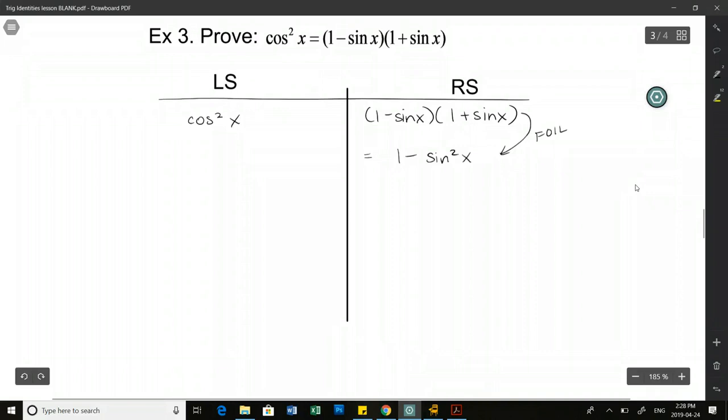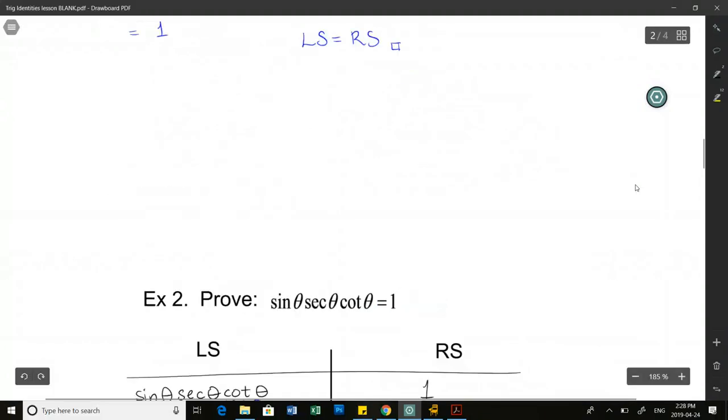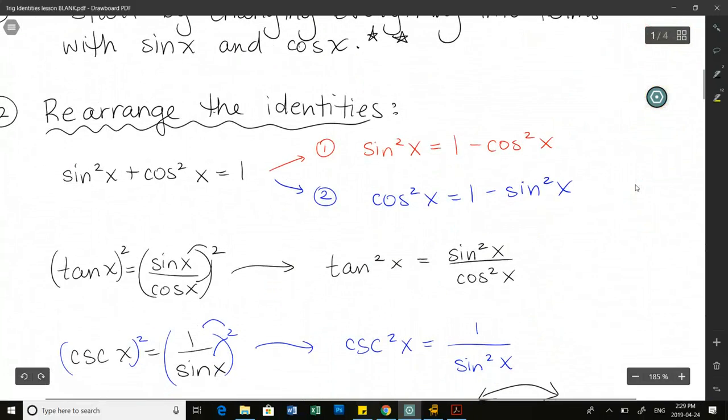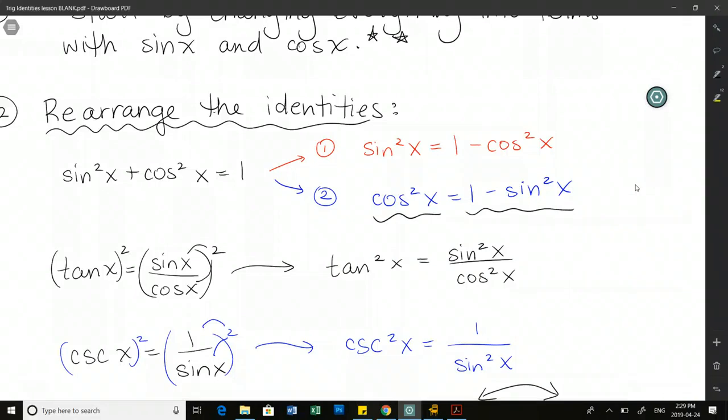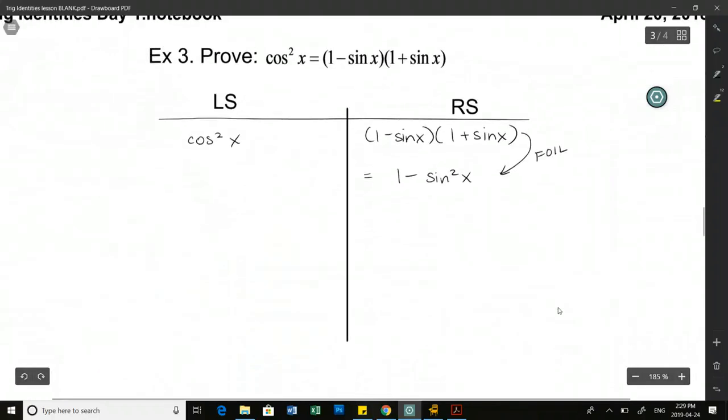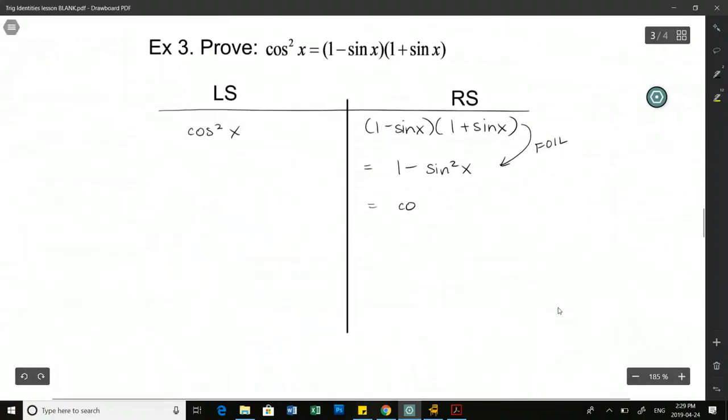And I asked you guys to add something onto your sheet earlier, next to Pythagorean identities. What is 1 minus sine squared x equal to? Yes. So if we look back up here, we can see 1 minus sine squared x is actually equal to cos squared x. This is a rearranged Pythagorean identity. I asked you guys to add this to your sheet. So we're actually pretty much done with our proof. So we just have to say this is equal to cos squared x, and this is because this is a Pythagorean identity. And now left side equals right side, and we're done.